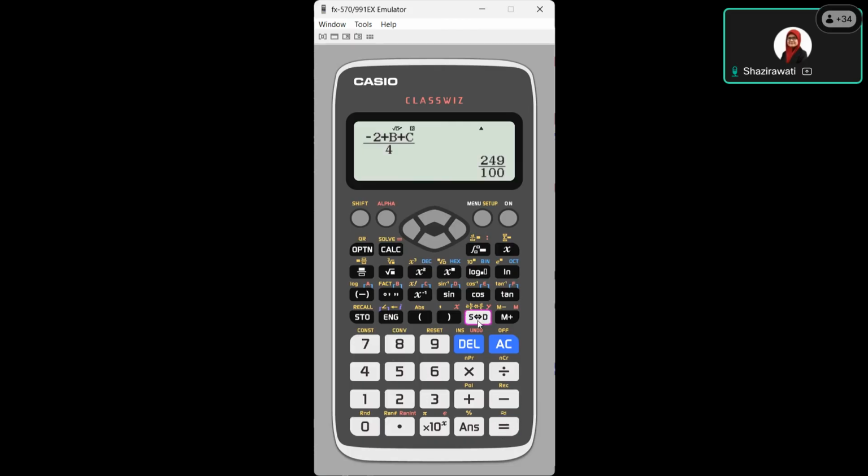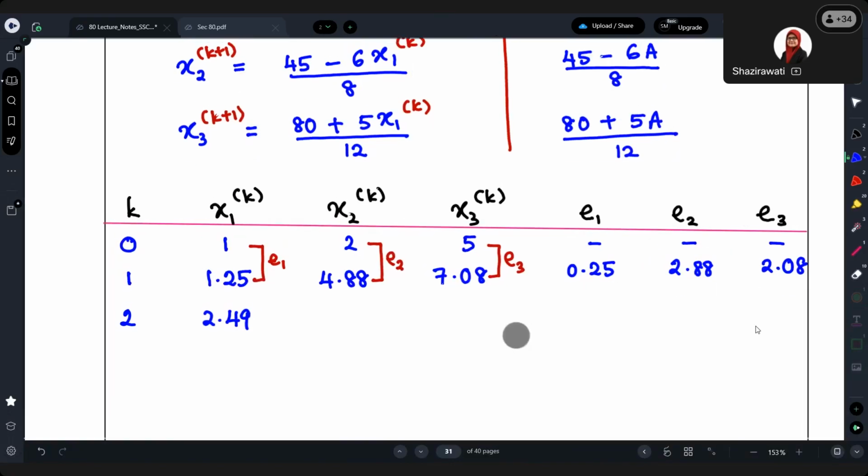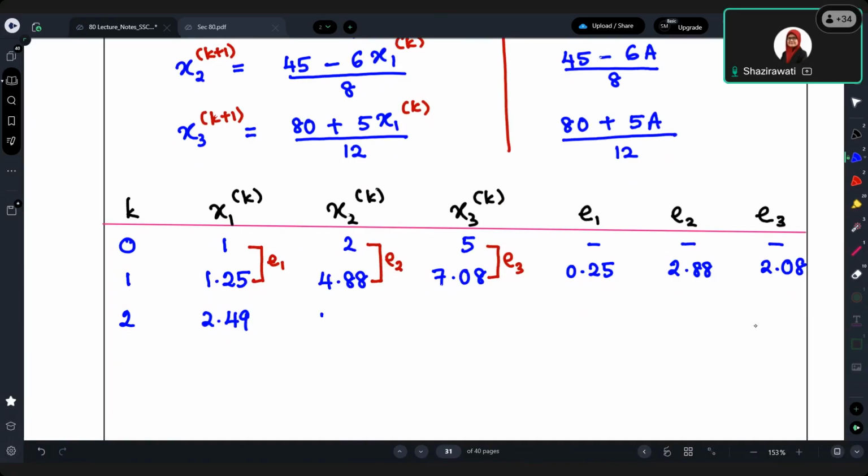Okay, so you akan dapat 2.49. Okay, so you akan masukkanlah dekat you punya table 2.49. Okay, macam tu. Okay, 2.49. So sama juga you akan repeat untuk X2, find the formula for X2.